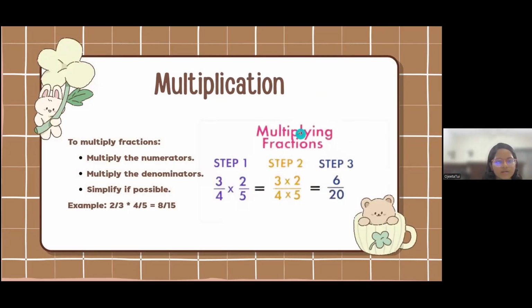Let's move on to multiplication. To multiply fractions, multiply the numerators, 3 and 2. Then multiply the denominators, 4 and 5. 3 times 2, 4 times 5. So 6 by 20. Simplify if possible. We can simplify this as 3 by 10. Another example is 2 by 3 times 4 by 5. It's 8 by 15.